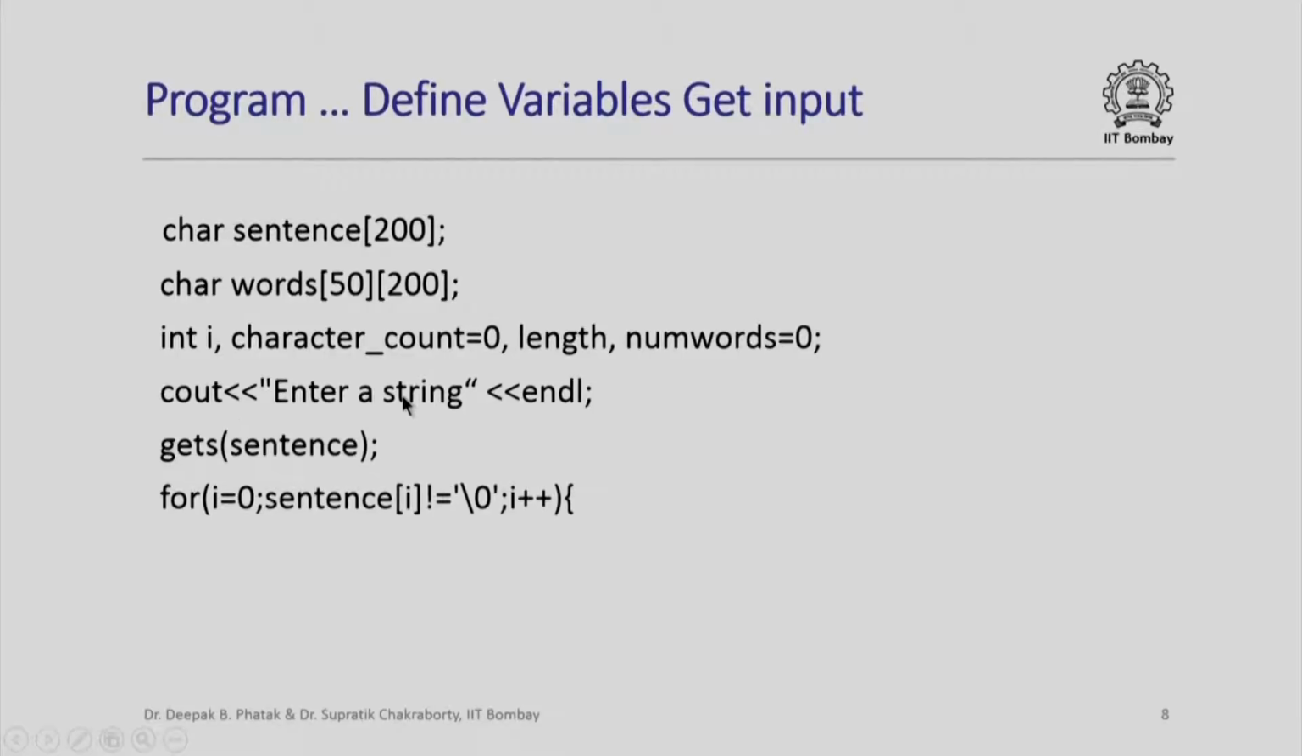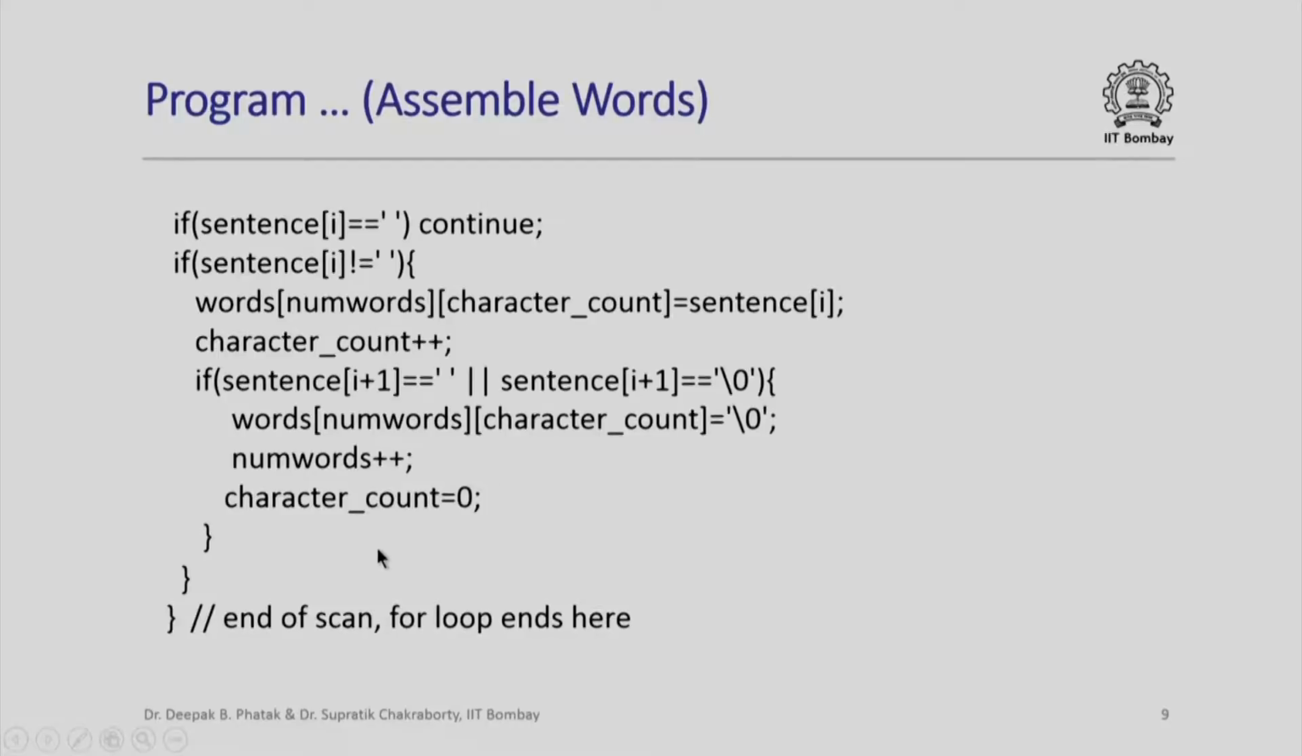I enter a string, this string is read by using a get statement, and I now scan the sentence. So, this is the major outer scan through which I propose to assemble all words. For i equal to 0, sentence[i] not equal to \0. Notice that I need not even bother to find the length of this sentence, because I have to scan the complete sentence till the \0 character is encountered. Please note that once I go inside this loop, at any point in time I will be looking at the ith character of the sentence. Let us see what I do with the ith character.